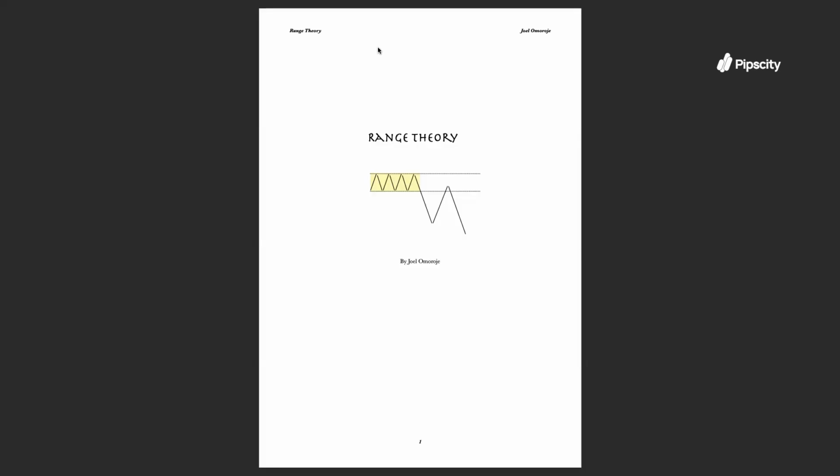Okay, so basically we're looking at range theory. The actual concept behind this is Wyckoff theory, and that's my very first approach to trading the forex market from a technical perspective. I came across different ways of trading Wyckoff.